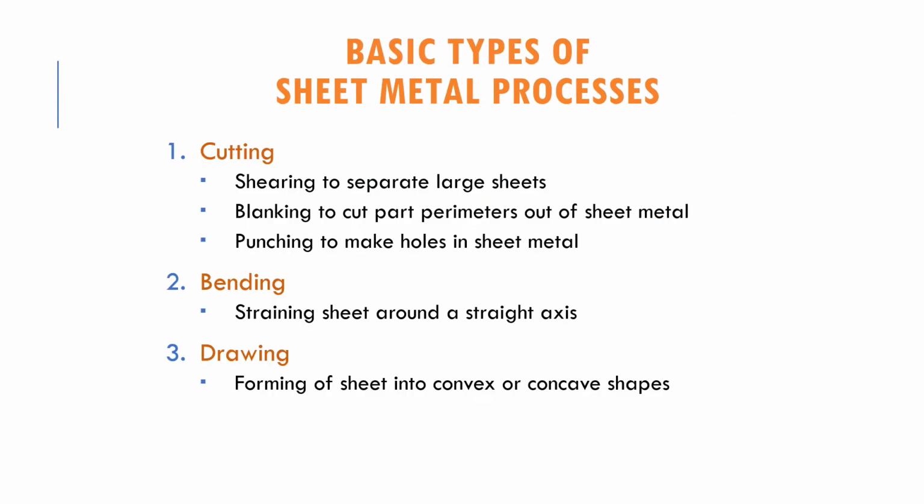The basic types of sheet metal processes are three main processes. The first one is cutting. The cutting process can be shearing to separate the large sheet, blanking to cut the part perimeter out of the sheet metal, or punching to make holes in the sheet metal. The second one is bending, where we strain the sheet around a straight axis, and the third one is drawing, in order to form a sheet into a convex or concave shape.